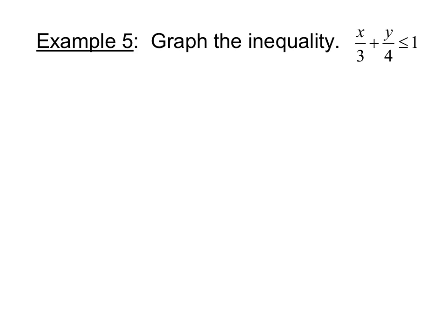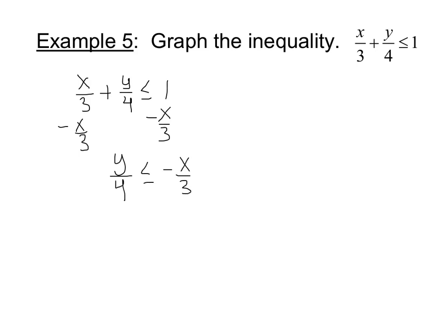All right. It says graph the inequality. x divided by 3 plus y divided by 4 is less than or equal to 1. Okay, so we don't have to worry about both fractions here. We just have to worry about one. So I ask myself, how do I move this over to the other side all at once? Well, I subtract it. So I get y divided by 4 is less than or equal to negative x divided by 3 plus 1.